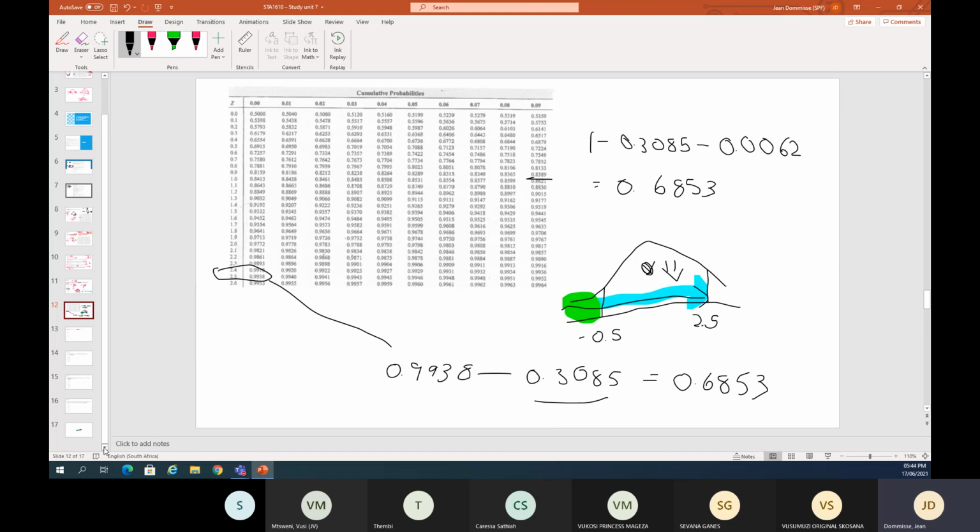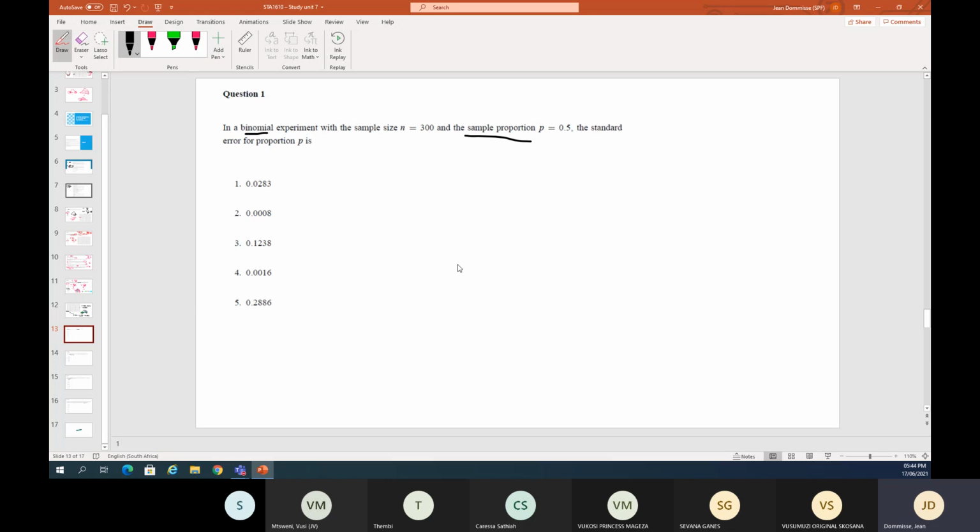So the sample mean, basically the only difference between study unit 7 and study unit 6 is that we introduce the sample size. Otherwise, the formula is very, very similar. Okay, let's go into the next set of questions around sample proportion. So the first one on sample proportion.